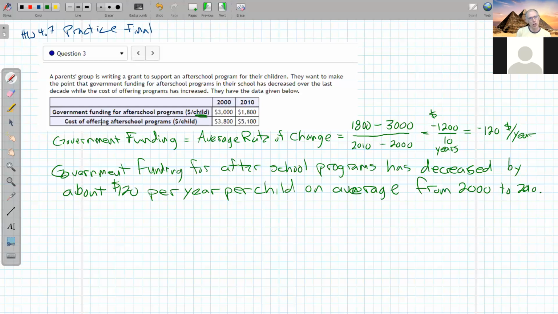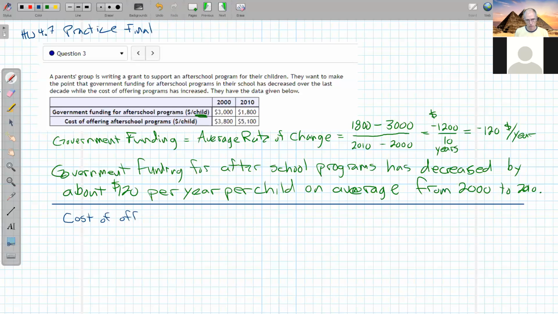And then we want to do a similar thing for the cost of offering after-school programs. So let's take a look at that now. Oops, that's a line. Let's use the line tool. That's better. So the cost of offering after-school programs. Huh, why is my pen not working now? There we go. And again, we want to look at the average rate of change there. It's an increase. Yes, definitely we can see an increase there in the cost.